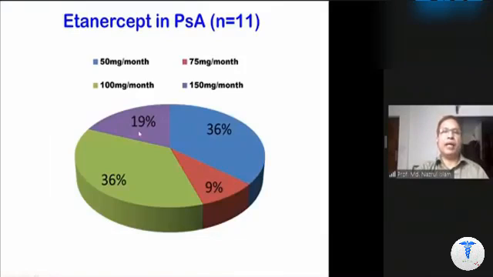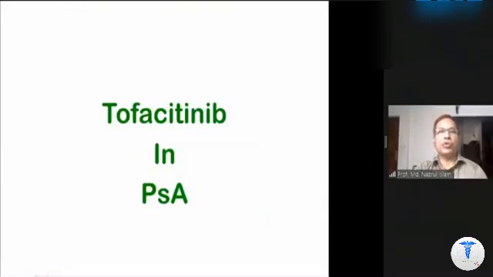What about the number of drugs needed to treat this case? These are the 50 milligram, 36%. These are the 100 milligram, 36%. 75 milligram is 9%, and 150 milligram is 19%. So it tells us that with the lower dose, at least 100 milligram in a month, if we use etanercept, we can treat 80% of the cases suffering from psoriatic arthritis. And further information I will tell you about how effective etanercept is in psoriasis or not.